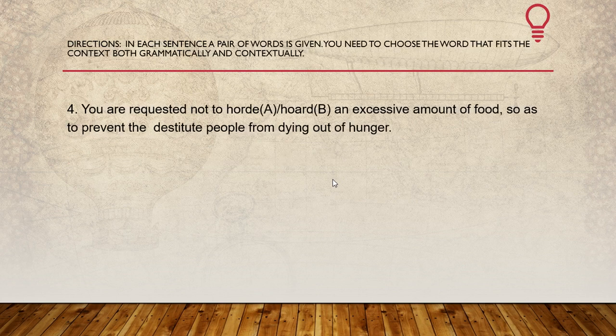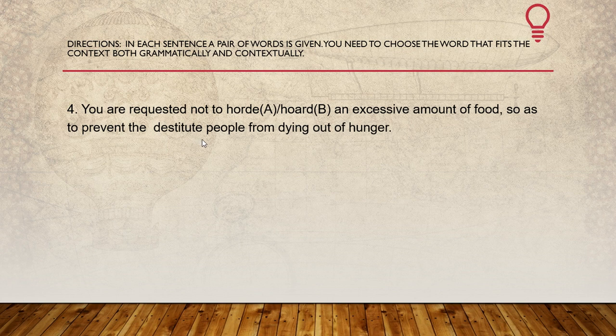Now, the next question. So what does it say? You are requested not to hold an excessive amount of food so as to prevent the destitute people from dying out of hunger. The first, let me ask one thing. Do you know the meaning of destitute? See, if you do not know the meaning of the word destitute, you better note it down.